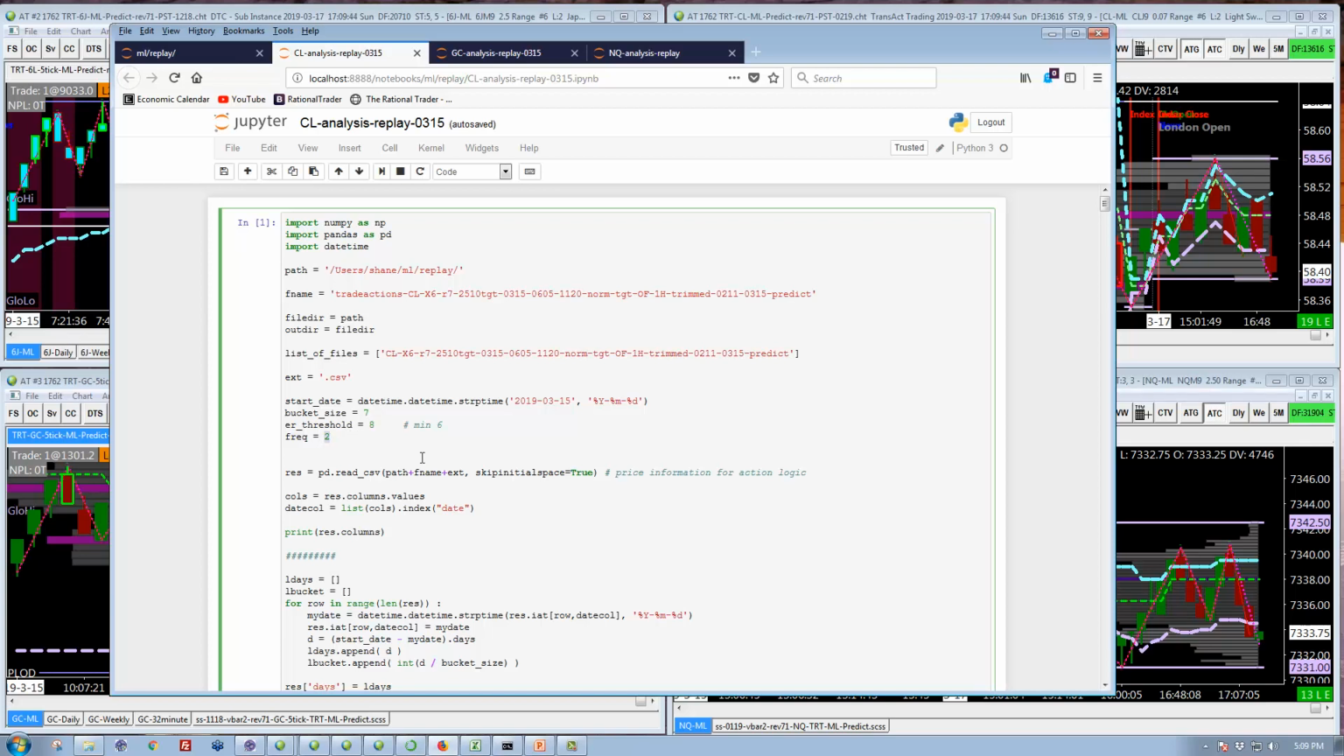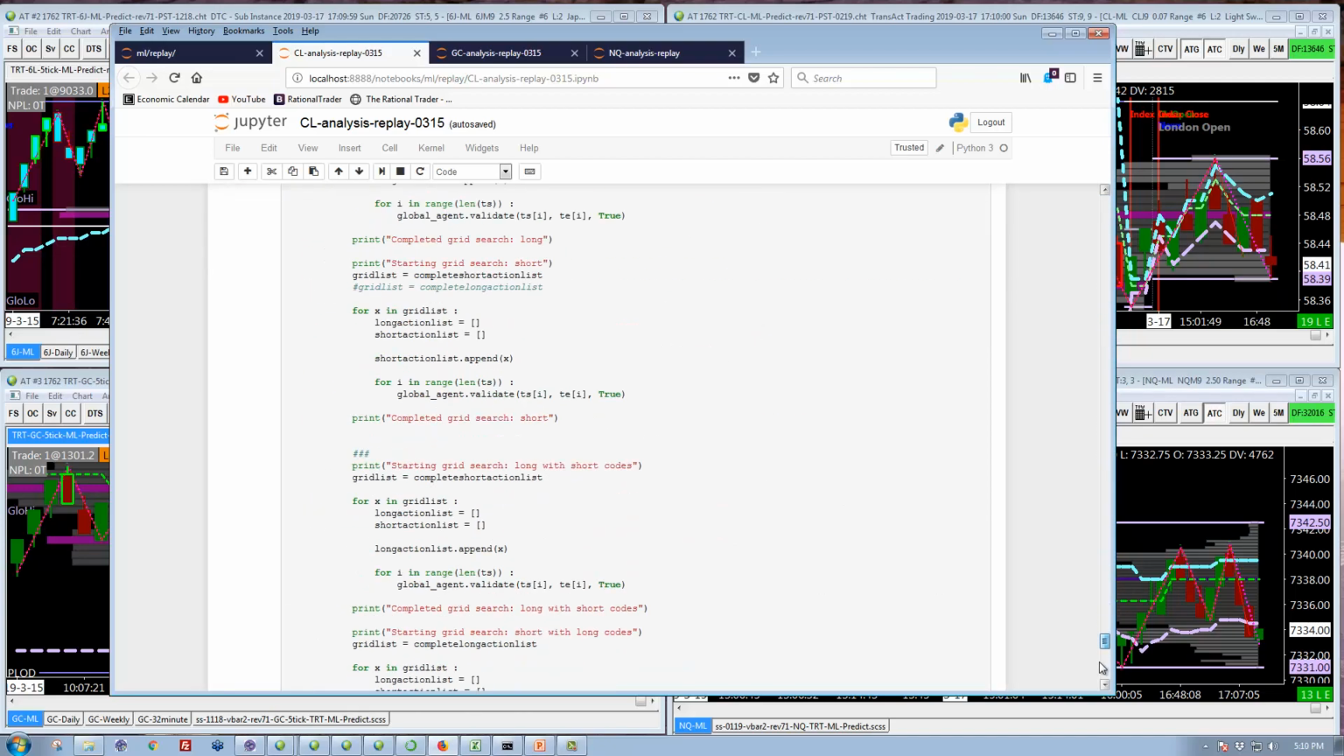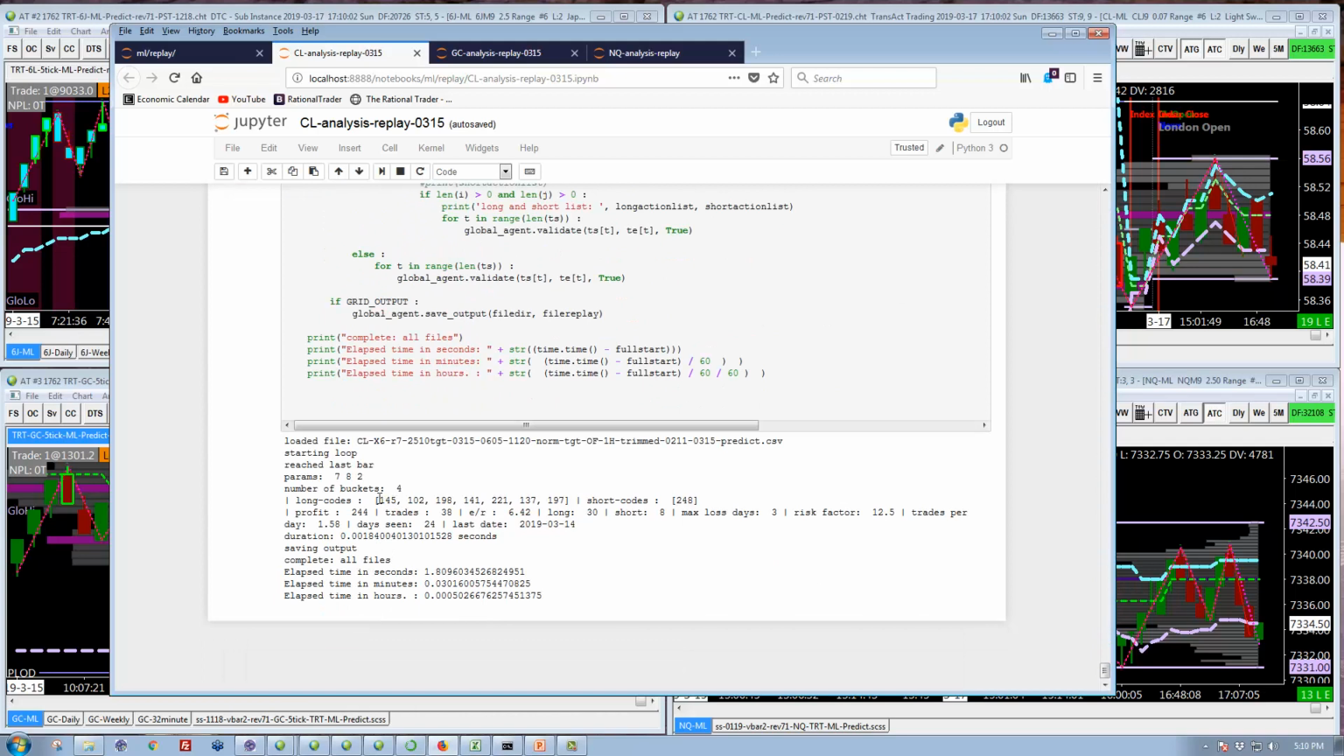But there are 4 buckets in the system, so it could be that those codes show up in the analysis, but in those other 2 buckets they did terrible. So we have to run it against the whole system. The end result is that if I used these codes long and these short, only one short, that's interesting. That's the aggregate system quality.